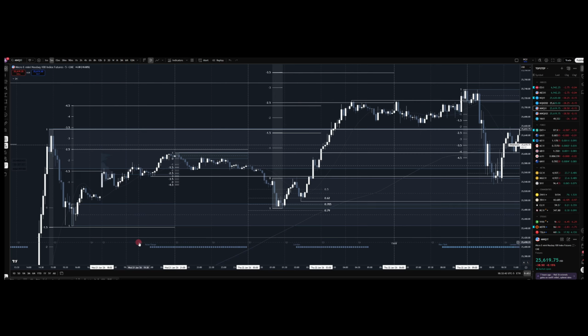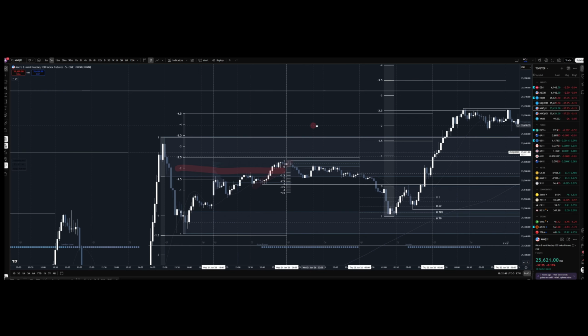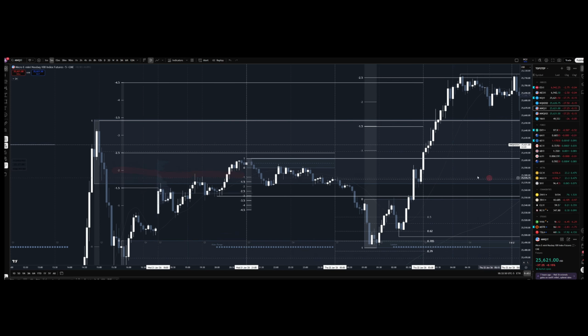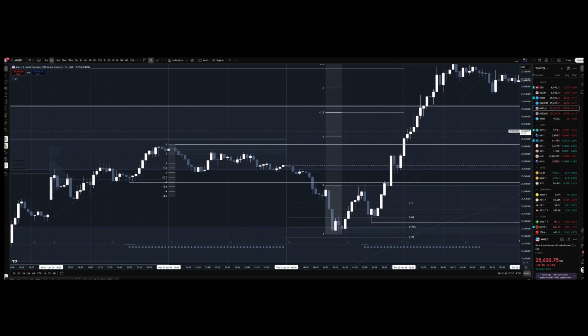We then get our Q2 in Asia and expand up here to a standard deviation of 2. We then get a Q3 manipulation for Asia. So we get a break here, displacement, down to SD 1.5, and then we can look for that redistribution phase.